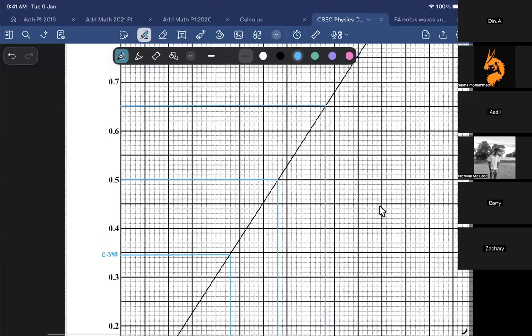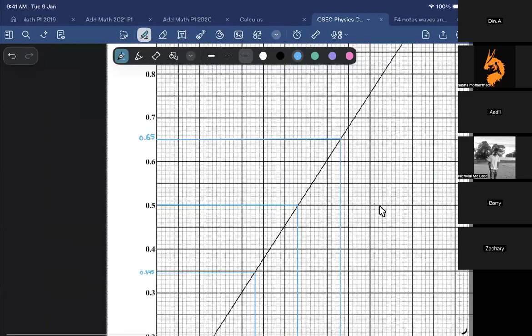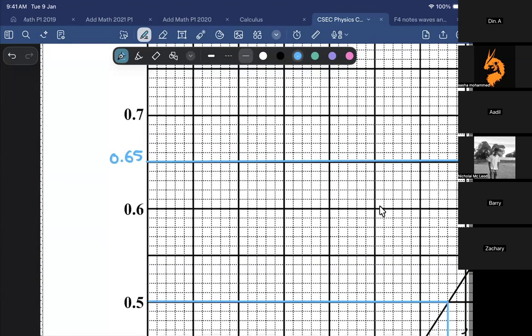So if I take a read off, that looks like 0.65. Right, because it's in the middle of 0.6 and 0.7.